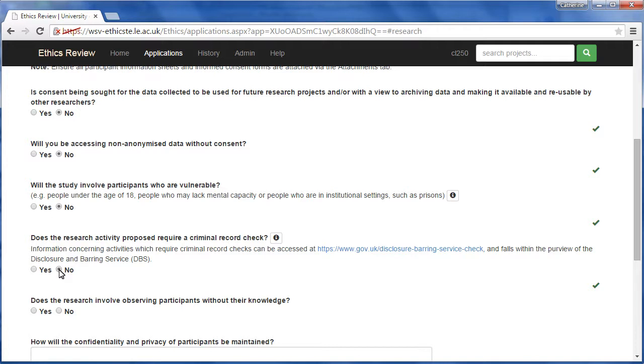The applicant would also need to identify whether the covert nature of the research will be revealed to participants at any point. If it will be, then the details of when and how need to be provided.